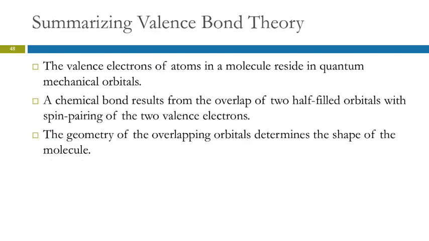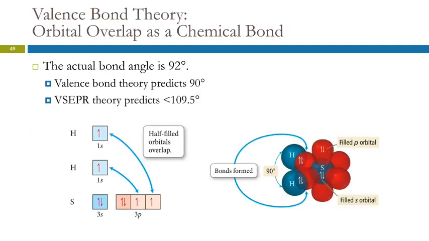So just to summarize what we've talked about so far, the valence electrons of atoms in a molecule reside in quantum mechanical orbitals. A chemical bond results from the overlap of 2 half-filled orbitals with spin pairing of the 2 valence electrons. And then the geometry of the overlapping orbitals is going to determine the shape of the molecule. So let's look at how this would work.